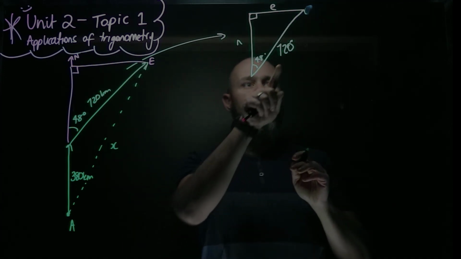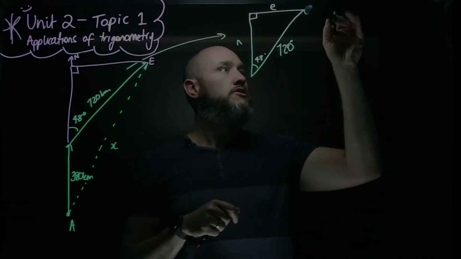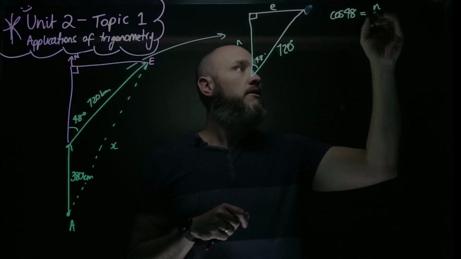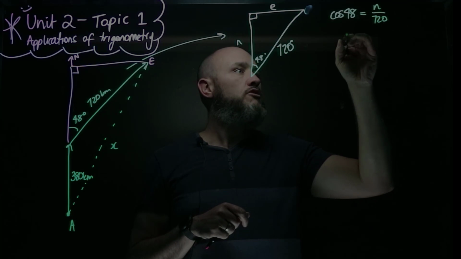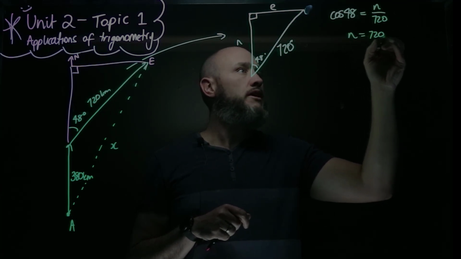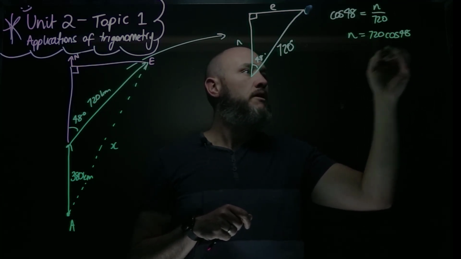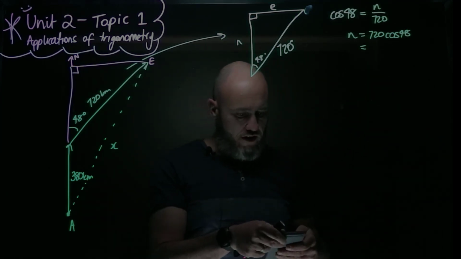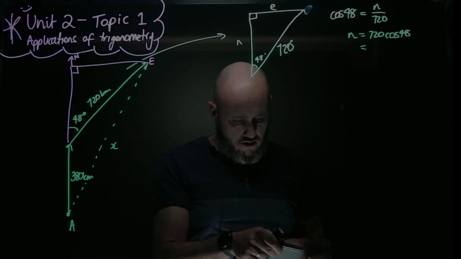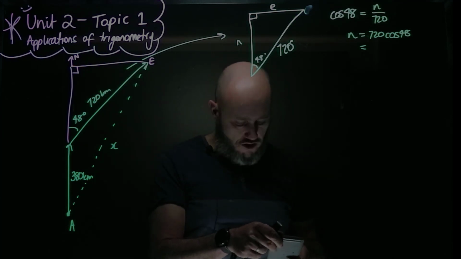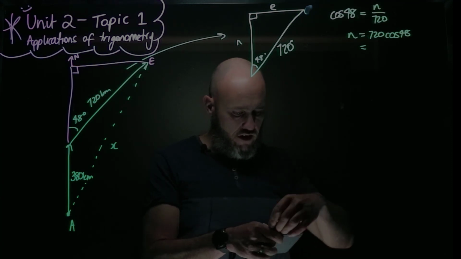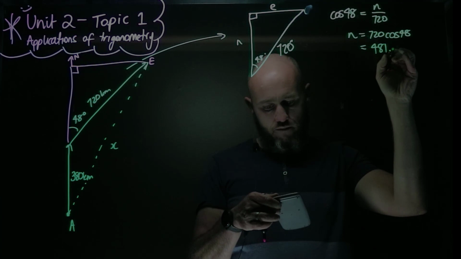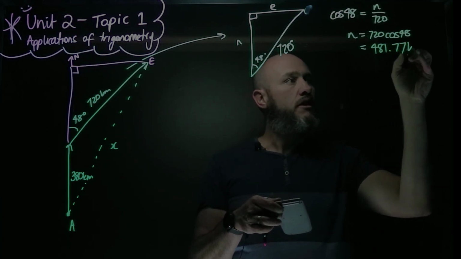Firstly, north: I know the hypotenuse, this is the adjacent. So I get cos 48 is equal to n over 720, which means that n is equal to 720 cos 48. Now, here's something for you. I can work that out, and I'm going to round it instantly to 2 decimal places. It's a great opportunity for me to have this conversation with you. So I get 481.77, and it's in kilometres.